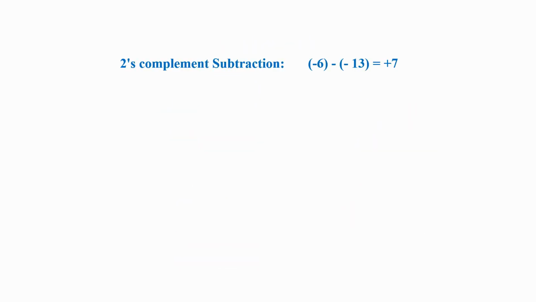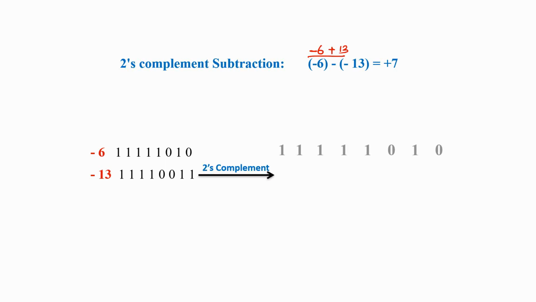In the same way, look at the 2's complement subtraction. Now look at minus 6 minus of minus 13. It means minus 6 minus of minus 6 plus 13 will give you minus 6 in 2's complement form, minus 13 in 2's complement form. Between them we have a minus, so take the 2's complement of minus 13. Here, how do you represent this minus 13? That we have to represent in the 2's complement form. And because minus of minus is a plus.